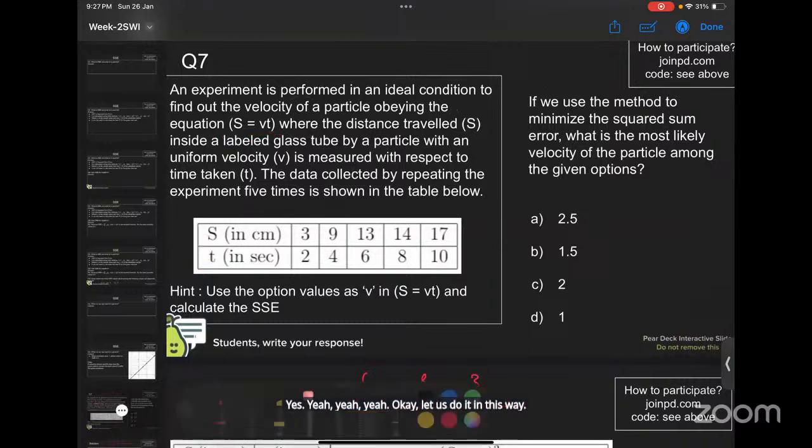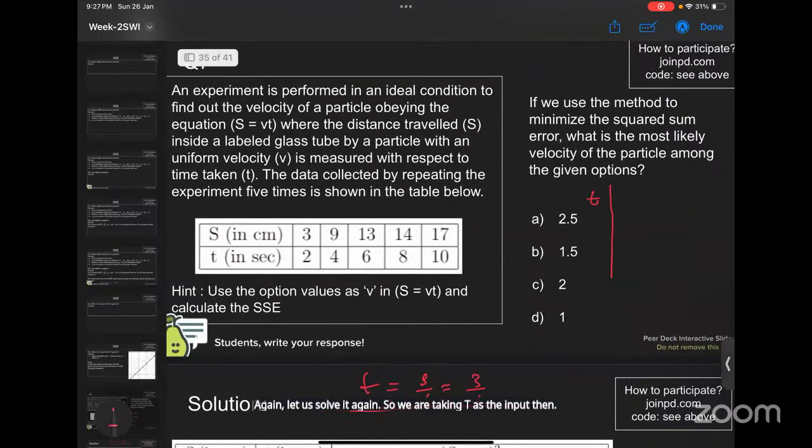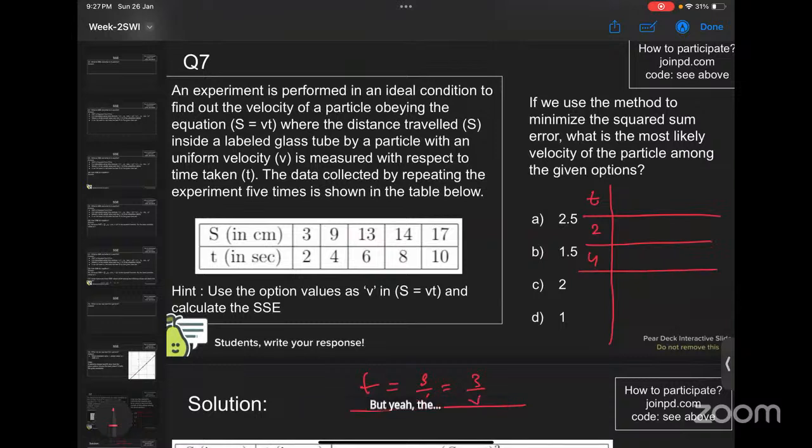Again, let us solve it again. So we are taking T as the input then. Then the formula S equal to VT, you can directly put these values in the formula. Again, using the same formula, you can do it, then you will get V multiplied with something. So it will be easier.